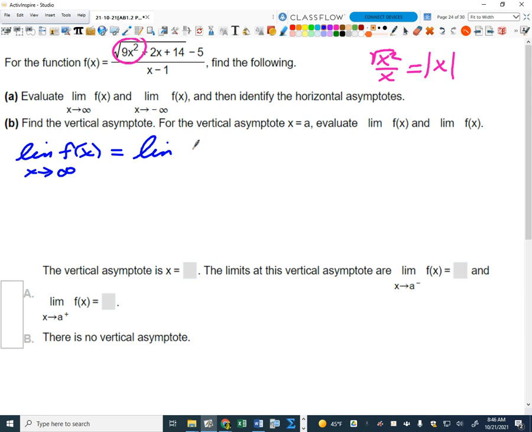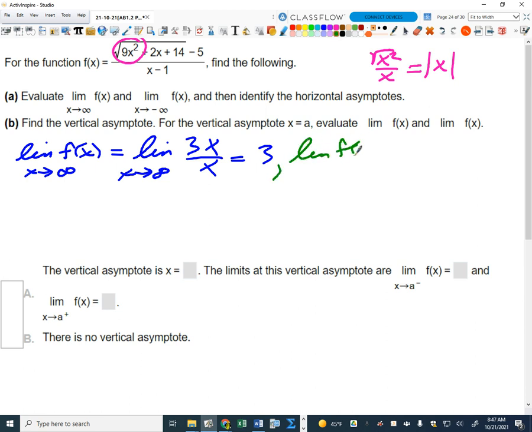So then we're taking the limit of the square root of 9x squared. Well, what's the square root of 9x squared then? Square root of 9 is 3, right? So I'm getting a 3x over x. So I get 3, right? Everybody with me? Okay.